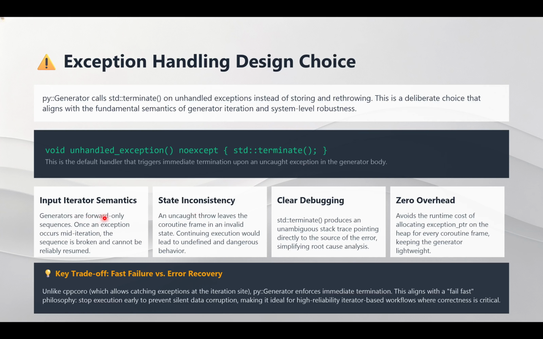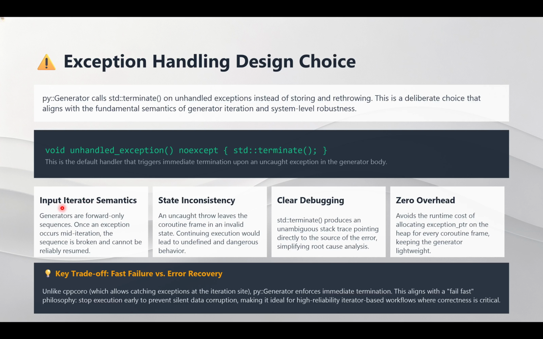Exactly. Solely to prepare for an error that will probably never even happen. So you are basically destroying your cache locality and execution speed for an illusion of safety. I'm glad you used the word illusion because I use it deliberately here. A generator is fundamentally an input iterator. It represents a sequential conveyor belt of values.